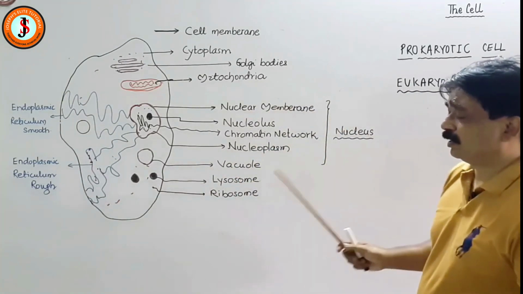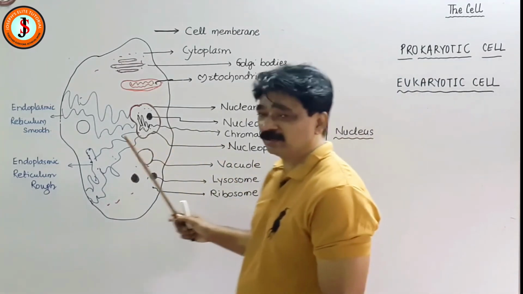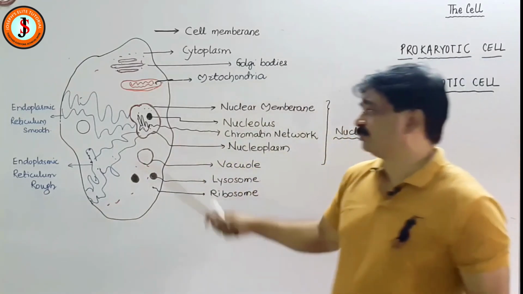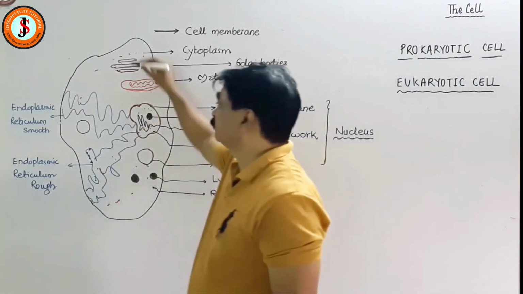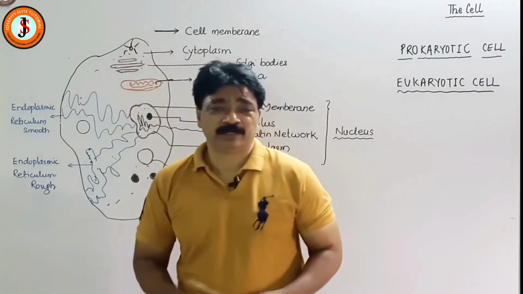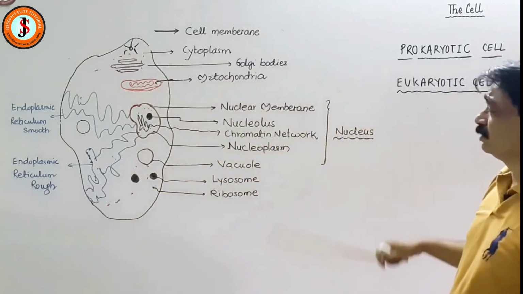Remember this: certain organelles also crop up at the time of cell division, like the centriole may be seen. The centriole may be seen in the cell during cell division in an animal cell. So that is what is there for the cell as a whole.